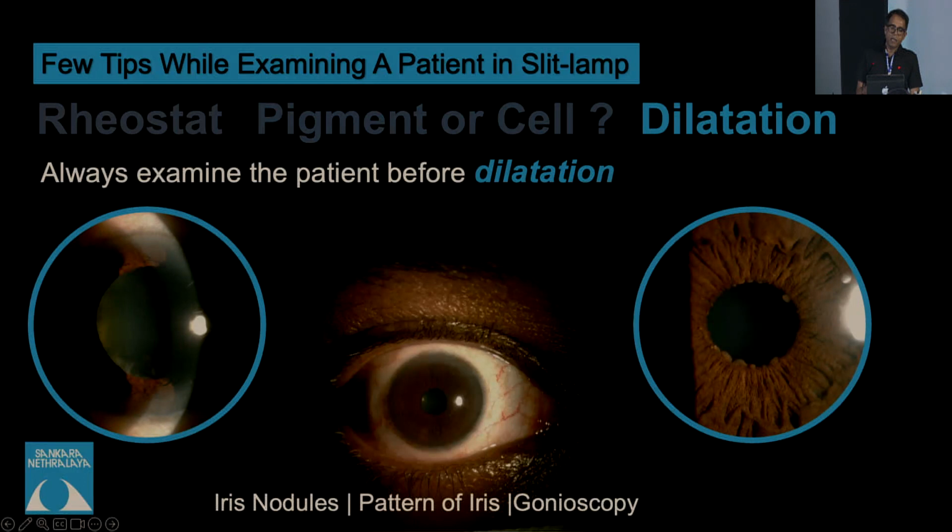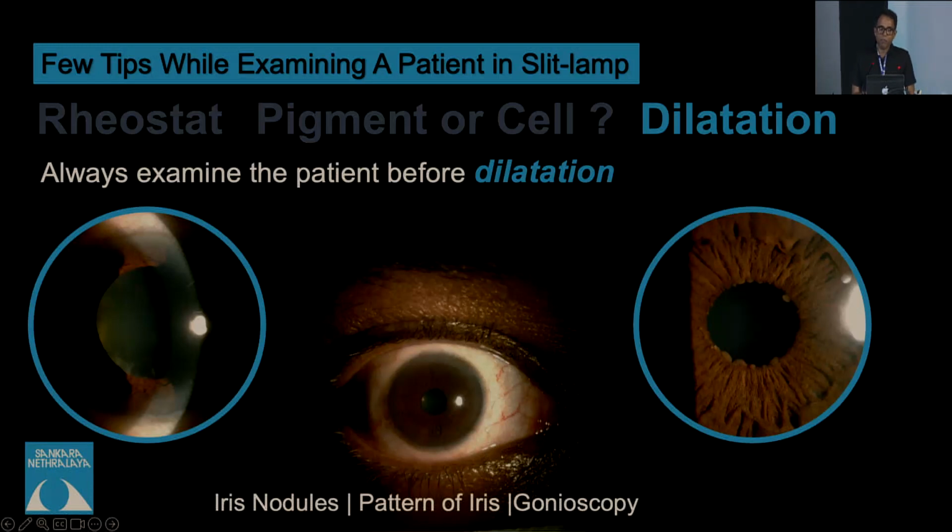Now, another important point I just want to highlight here is the dilatation. You have to remember to always examine the patient before dilatation, because certain features, for example iris nodules and the pattern of the iris, are best seen undilated. Before gonioscopy also you have to do this.